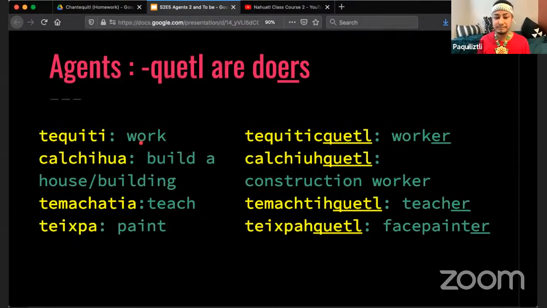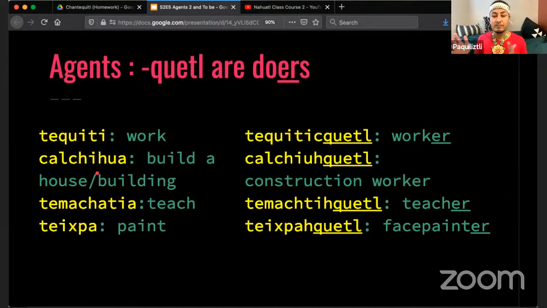All right. So in case it wasn't very clear for you from the pictures, all of these words that end in ket, Q-U-E-T-L, they are all agents. You learned this already in the past. Basically, agents are people who do things. And in Nahuatl, you can create people who are doers by adding that suffix -ket. So here we had the first verb, which is a class one verb. We had the verb tekiti, and that verb tekiti became tekitihket when we went from work to worker.